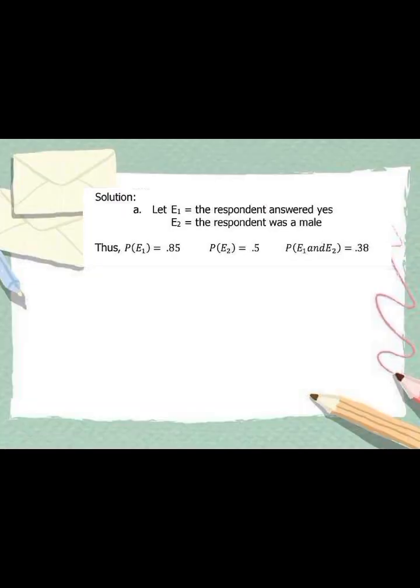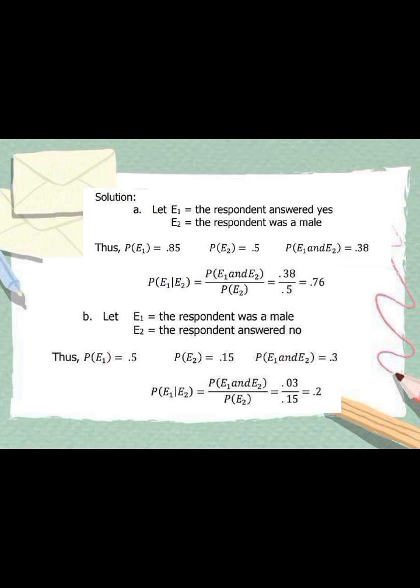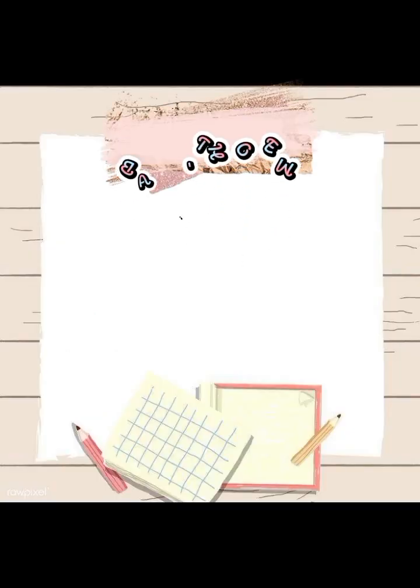Solution. A. Let E sub 1 be the respondent answered yes and E sub 2 be the respondent was a female. Thus, the solution is shown. Letter B. Let E sub 1 be the respondent was a male and E sub 2 be the respondent who answered no. Thus, the solution is shown.